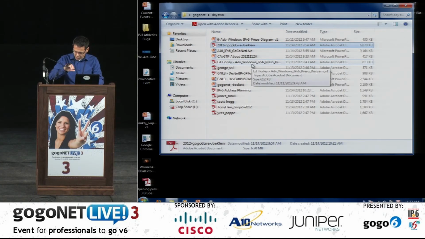So the change on the agenda, we're going to have Robert Beckett with Cisco, a services technical leader, talking about deploying IPv6 in Cisco labs.